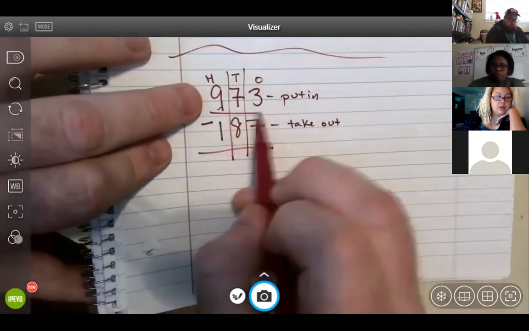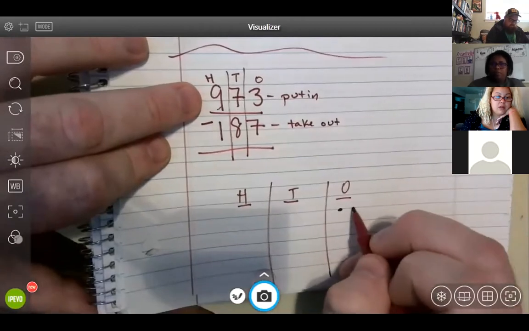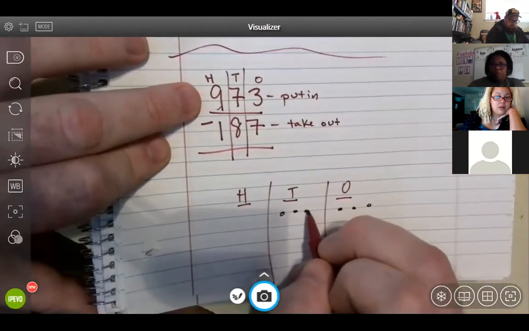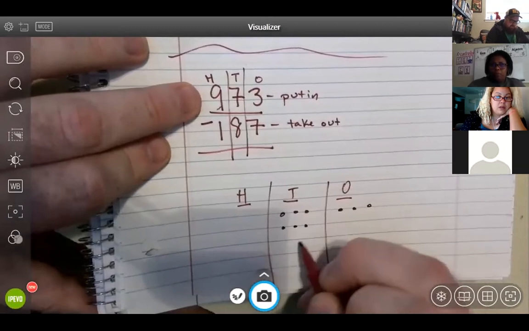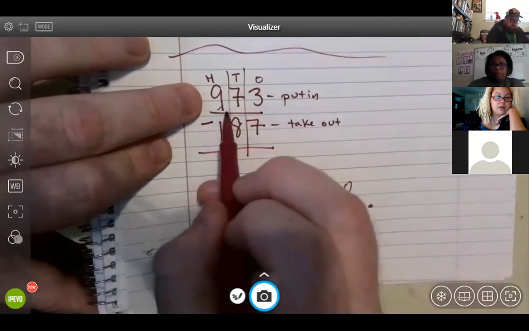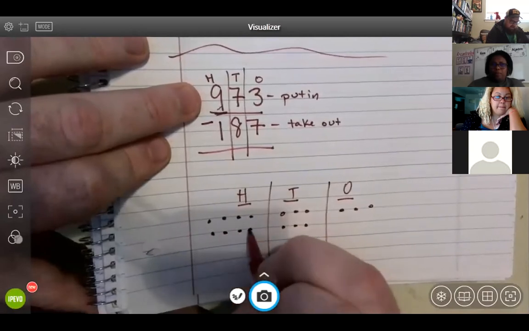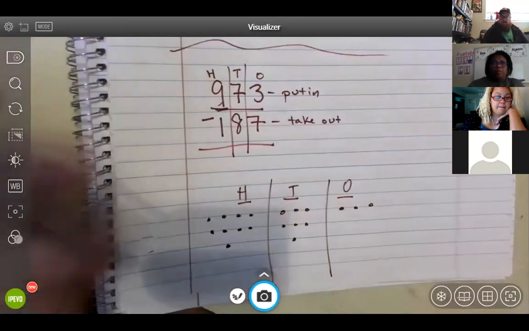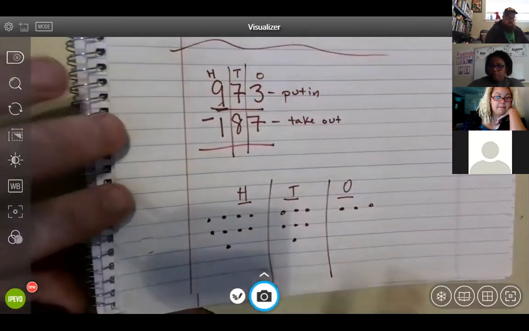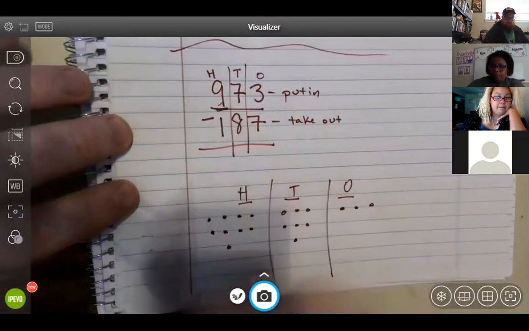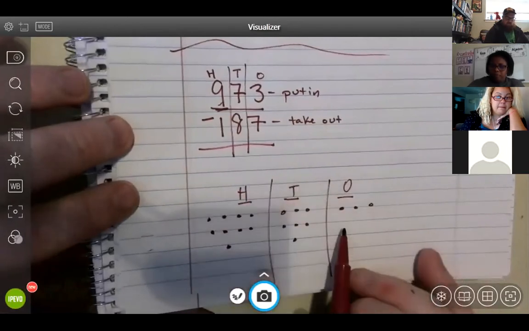So let's put in our first number. 1, 2, 3; 1, 2, 3, 4, 5, 6, 7. Next number: 1, 2, 3, 4, 5, 6, 7, 8, 9. All right, now I have my number in here. Now I need to subtract it all out. I need to take 7 out of my ones place.